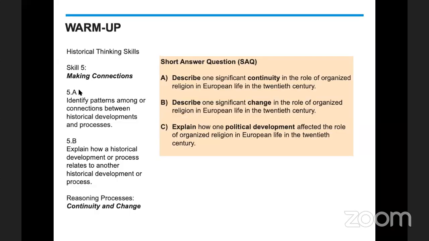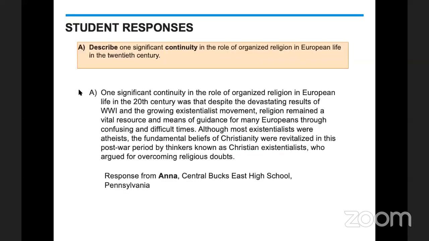Super, thank you, Katie. Okay, so our warm-up, this is what we left you with as far as exam practice yesterday, and it's a short answer question, and it deals with skill 5, making connections. So task A is to describe one significant continuity in the role of organized religion in European life in the 20th century. Task B, describe one significant change in the role of organized religion in European life in the 20th century. And task C, explain how one political development affected the role of organized religion in European life in the 20th century. And so I selected 3 responses.